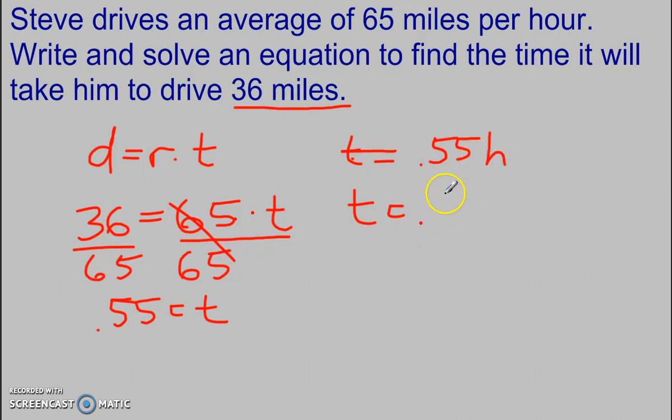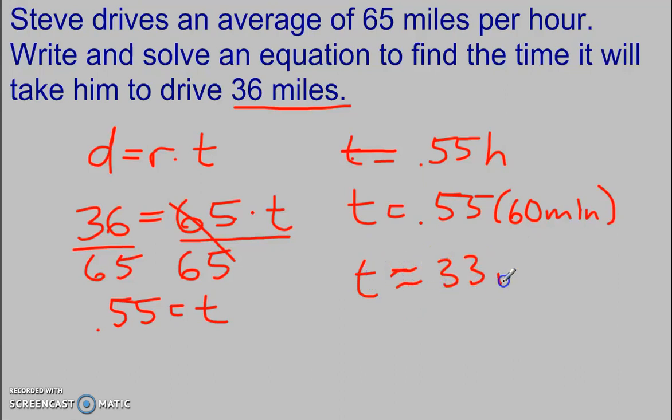Well, if I want to be more specific, every hour is 60 minutes. So instead of hours, I can use substitution here and put in 60 minutes, because an hour is 60 minutes. And then multiply this, and I would get a time of approximately 33 minutes.